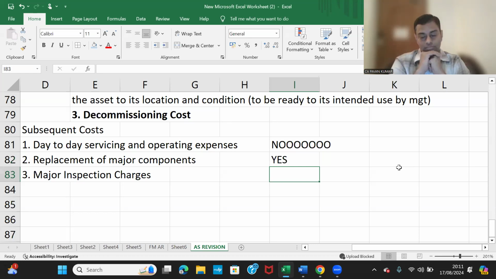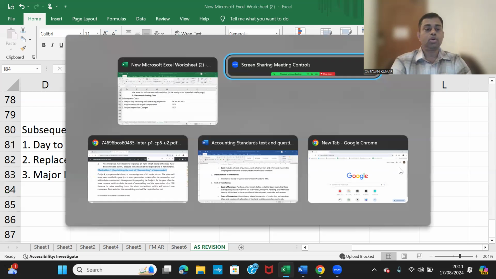What about three? Major inspection. Can it be capitalized? The answer is yes. Welcome to the new accounting standard. Yes, because these major inspections will enhance the future economic benefits of the asset. These are not minor inspections, but major inspections. That means materiality should be considered.